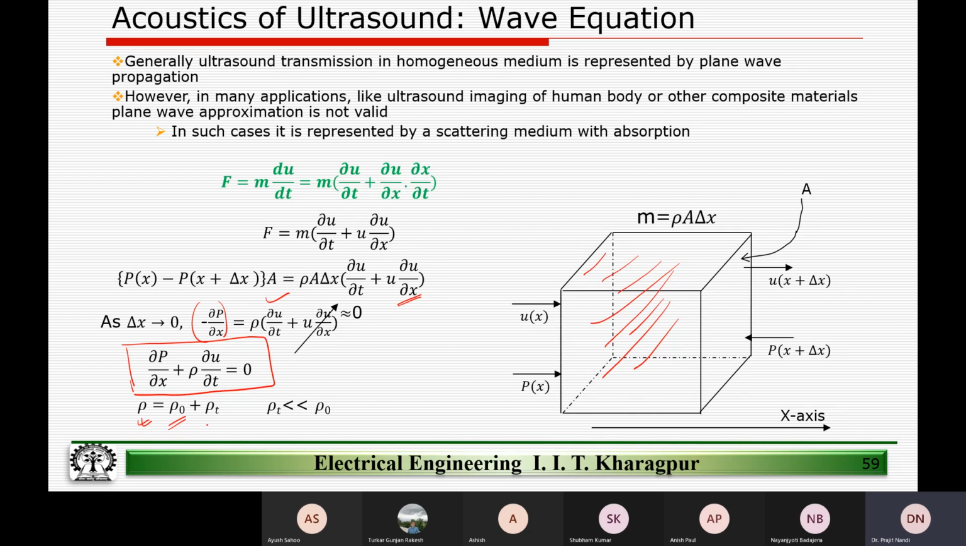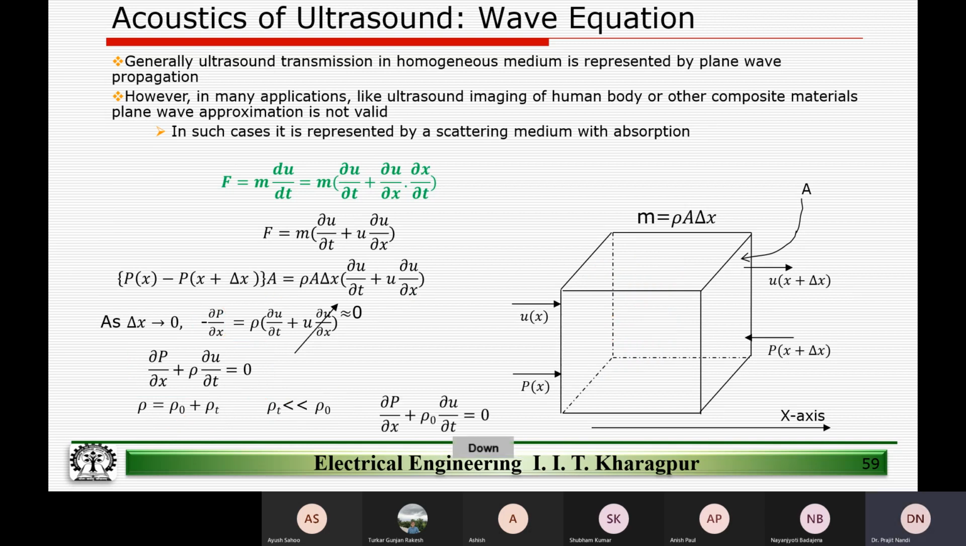However, it is also fair to say that the time varying component of the change of the density, the magnitude of that is much smaller than the absolute density, right? So this is one assumption. Okay, so now with this, if I put this guy in this equation here, I get del P del X plus rho naught del U del T equals 0. So this is what we are going to carry forward from this slide.